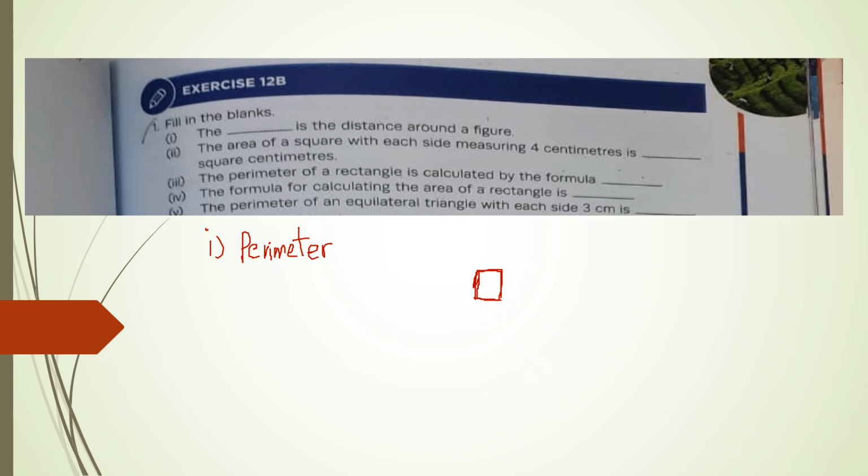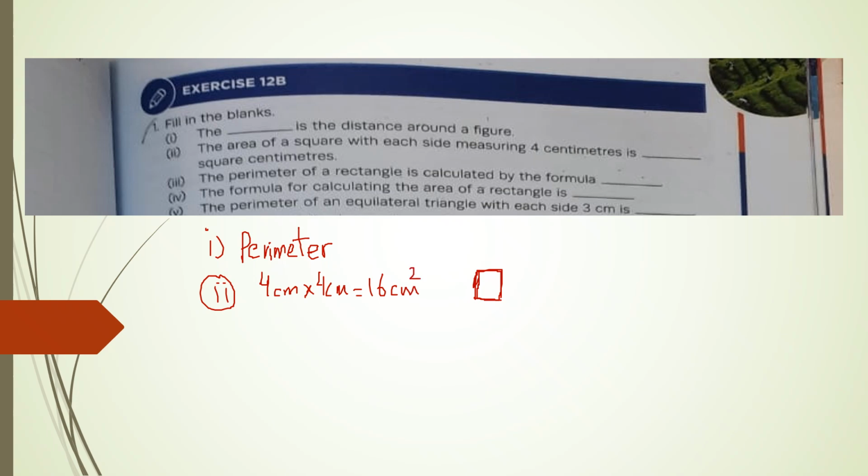Right? Now, if you come to question number 2, the area of a square with each side measuring 4 centimeter. So you already know the formula for area, and you know one more thing, that the sides of a square are equal. So in this case, one side is given as 4, so that means the other side will also be 4. So you can say 4 centimeter multiplied by 4 centimeter is 16 centimeter square, right?